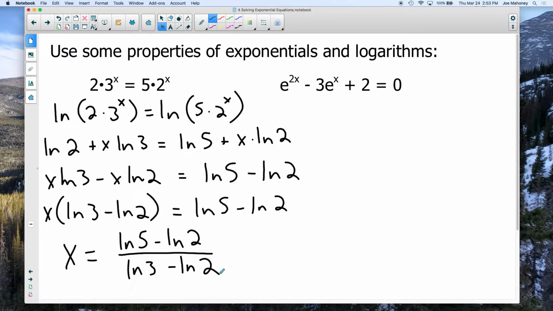Now it's a calculator expression. You type it into your calculator, you see what you get, and you should get that x is about 2.2598 and so on. So what if we say it's like 2.26? We'll go to 3 sig figs.